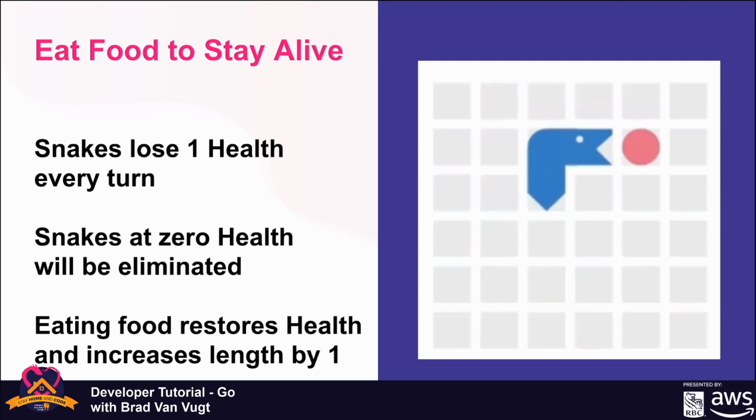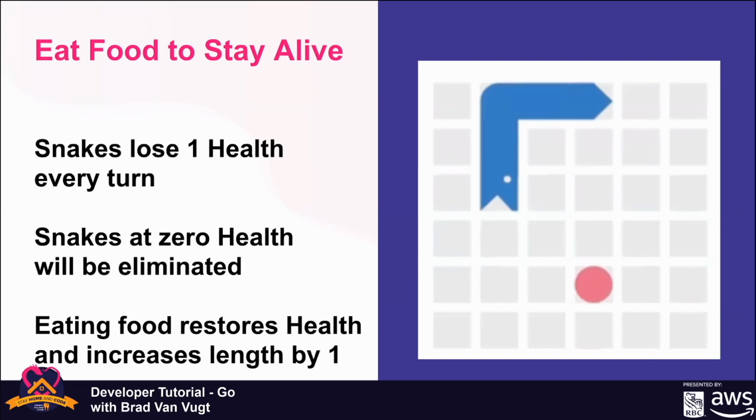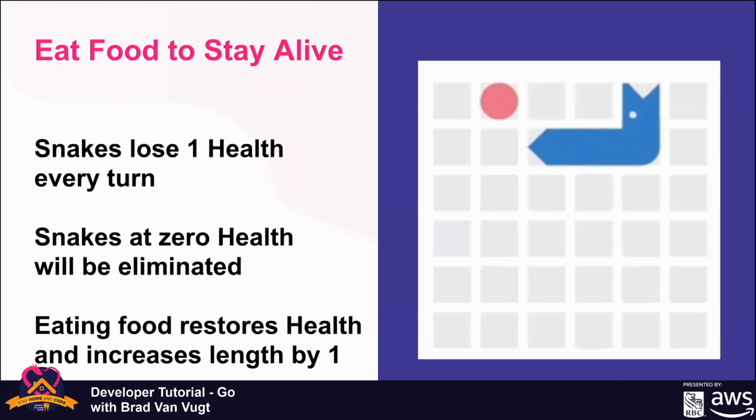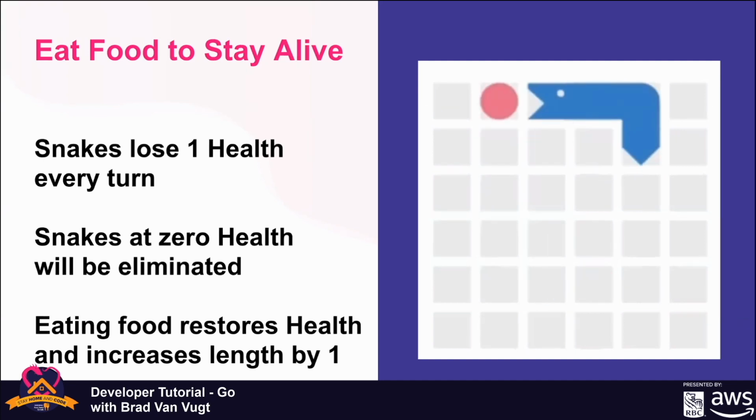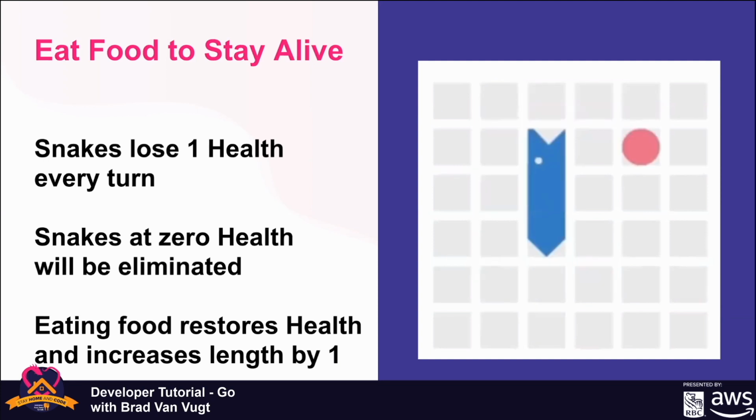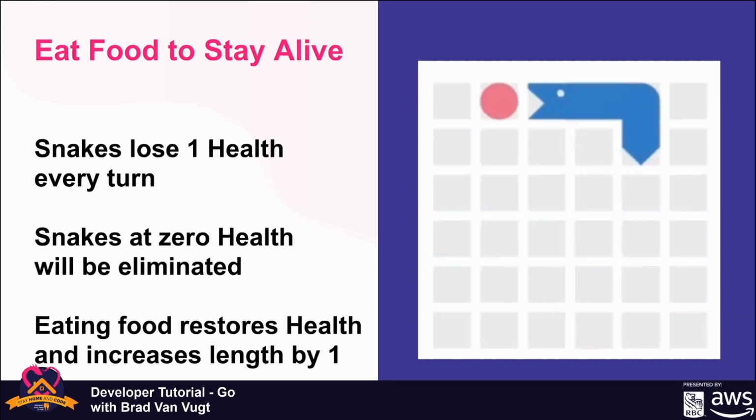And the way you do that is by eating food. These red food pellets are going to pop up on the game board throughout the game. Every time your snake moves over one of those, it will consume it, and its health will reset back to maximum, back to 100 health.